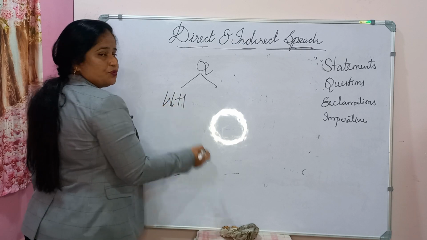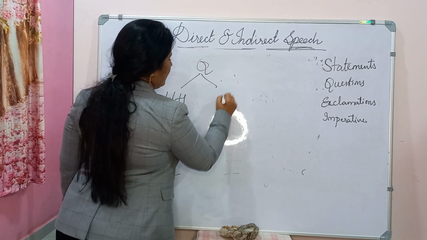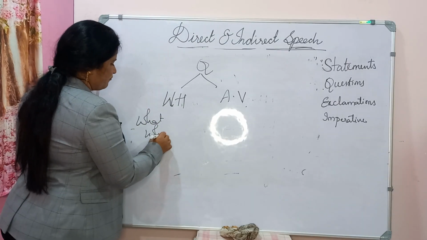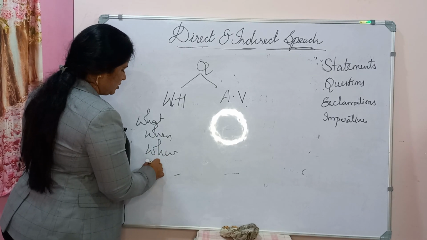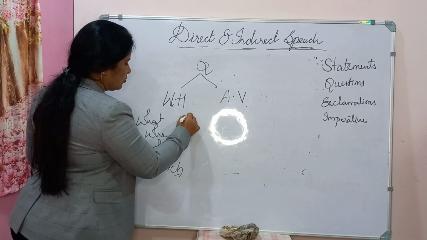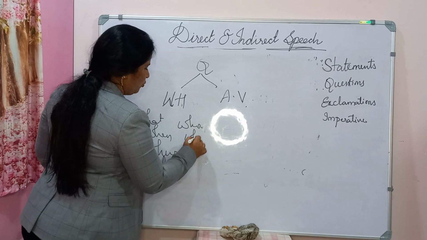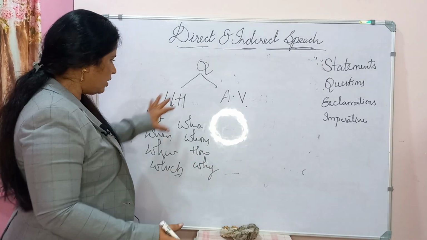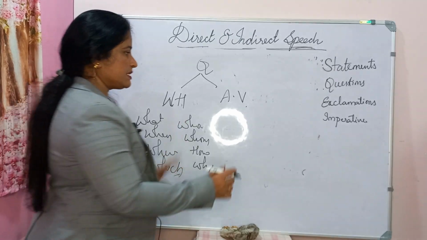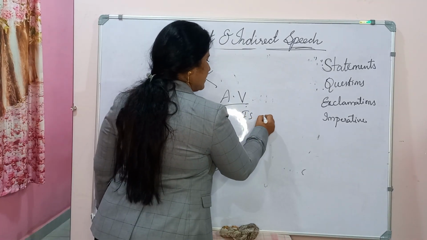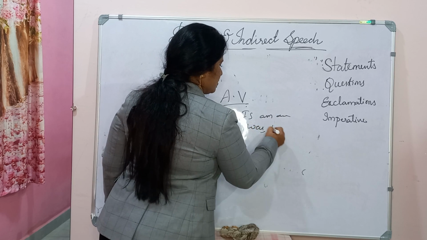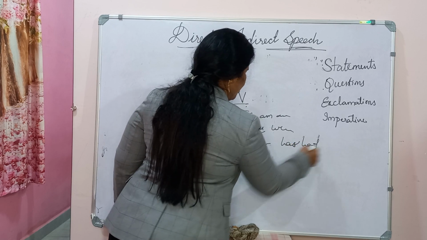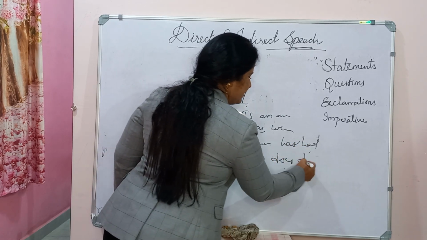One is with the WH words and the other is with auxiliary verbs. So what are all the WH words? What, when, where, which, who, whom, how, why, how long, how much. All these are WH words. These are the direct question words. Auxiliary verb questions begin with is, am, are, was, were, have, has, had, do, does, did.